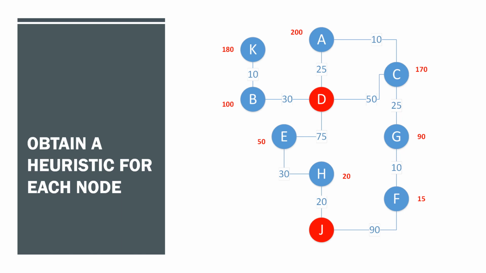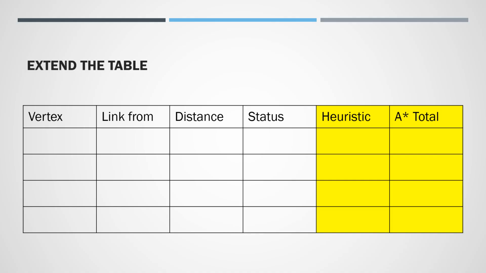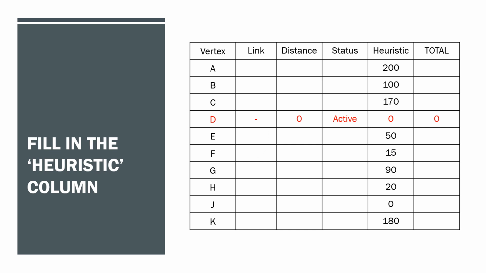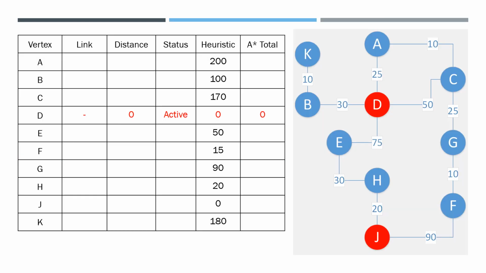That means we can write them in. So let's see how that looks. We've got to extend the table so that we add two new columns, one for the heuristic and another where we'll put the A-star totals as we work those out. And here's our table. It's the same table as before, but I've added two new columns, one for the heuristic number and one for the A-star total. And I've filled in all the heuristics for each of the vertices in our graph data structure. So we're ready to go.